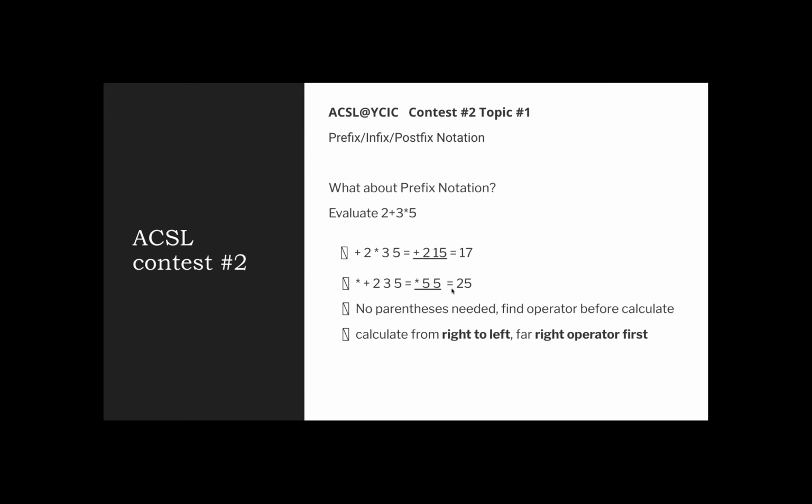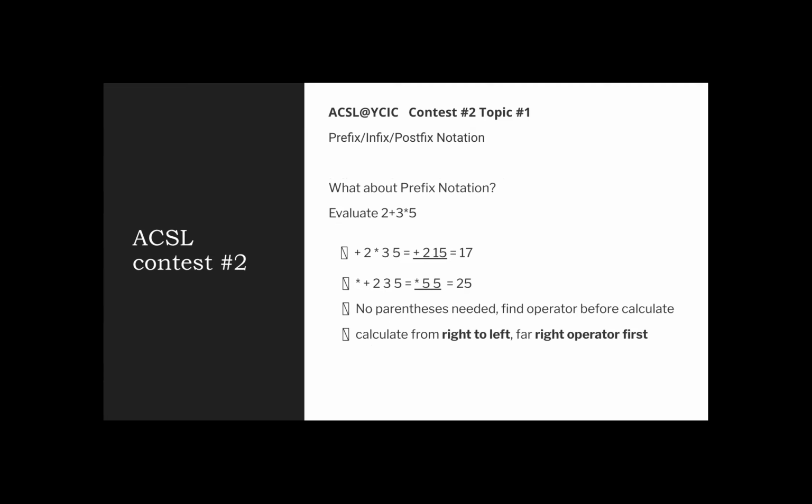Let me look. Okay, so what about the plus one, like 2 plus y, 2 plus multiply? Same question. We wrote 2 plus 2 multiply 3 and 5, which gives us 15. 15 plus 2 is 17.